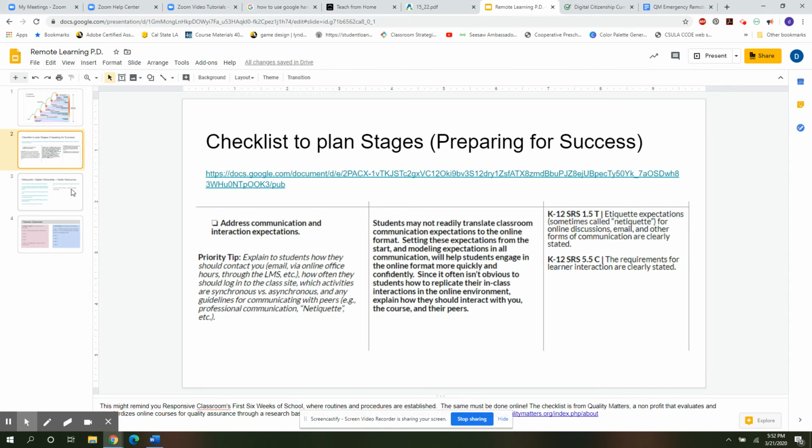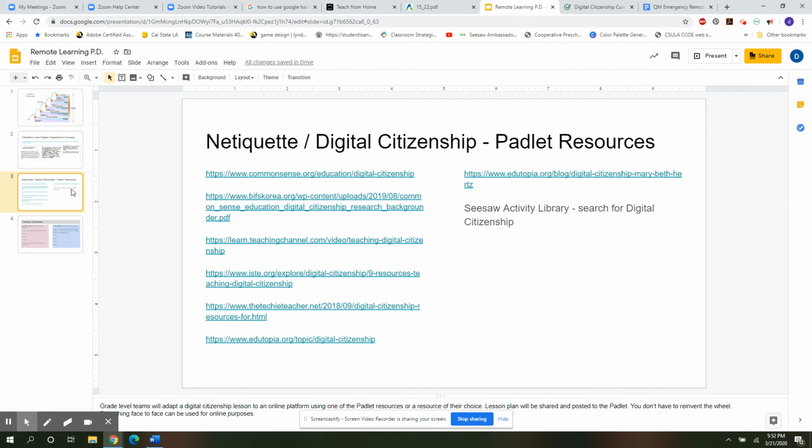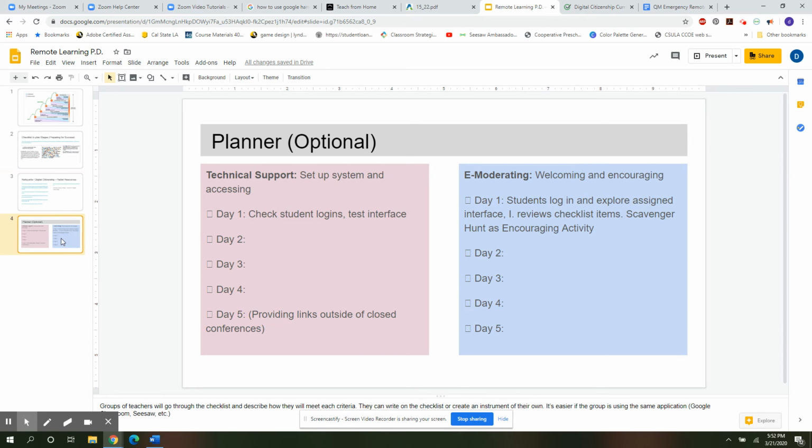So now I'm going to share additional digital citizenship resources. Common Sense isn't the only place with lesson plans, so there are a few others that I've listed on this slideshow. Finally, there's an optional lesson planner for each stage that you can use, where basically it's divided into the technical support aspect for that level and then the teaching and the instruction of that level.